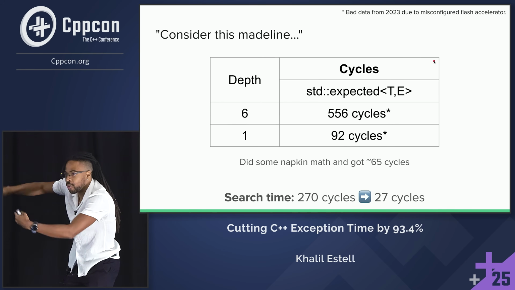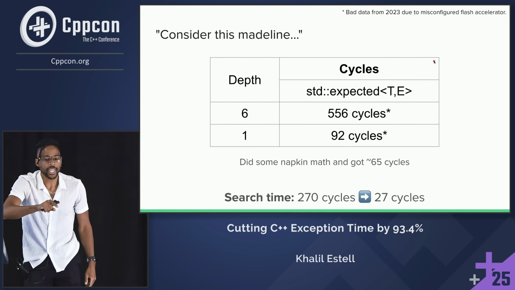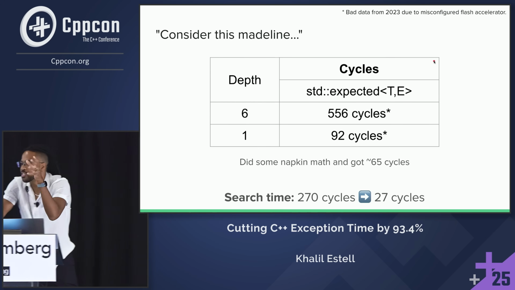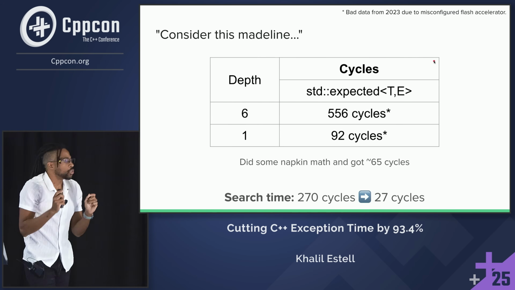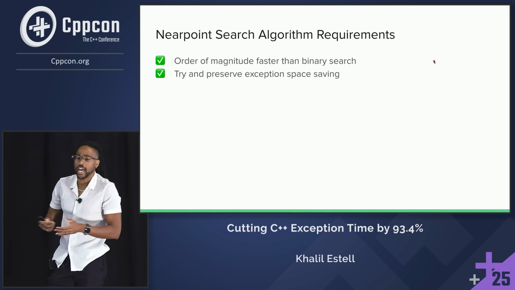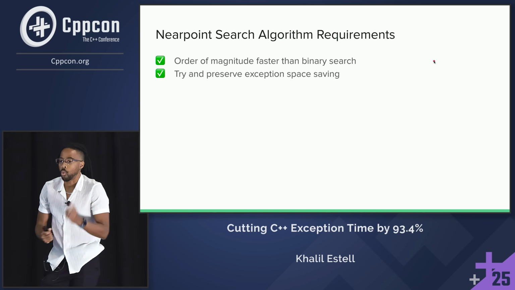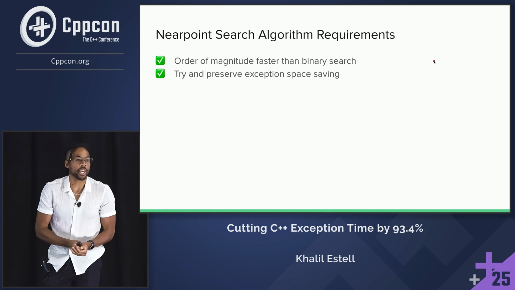I did some math on the whiteboard, probably totally incorrect, but I got 65 cycles per frame. So if I could take the 270 cycles and bring it down by an order of magnitude, I could fit. So that became the requirements for Nearpoint. Not that I need to be faster, but simply that I wanted to have some sort of search that was an order of magnitude faster than binary search, and would also try to preserve the space savings that you get from exceptions.